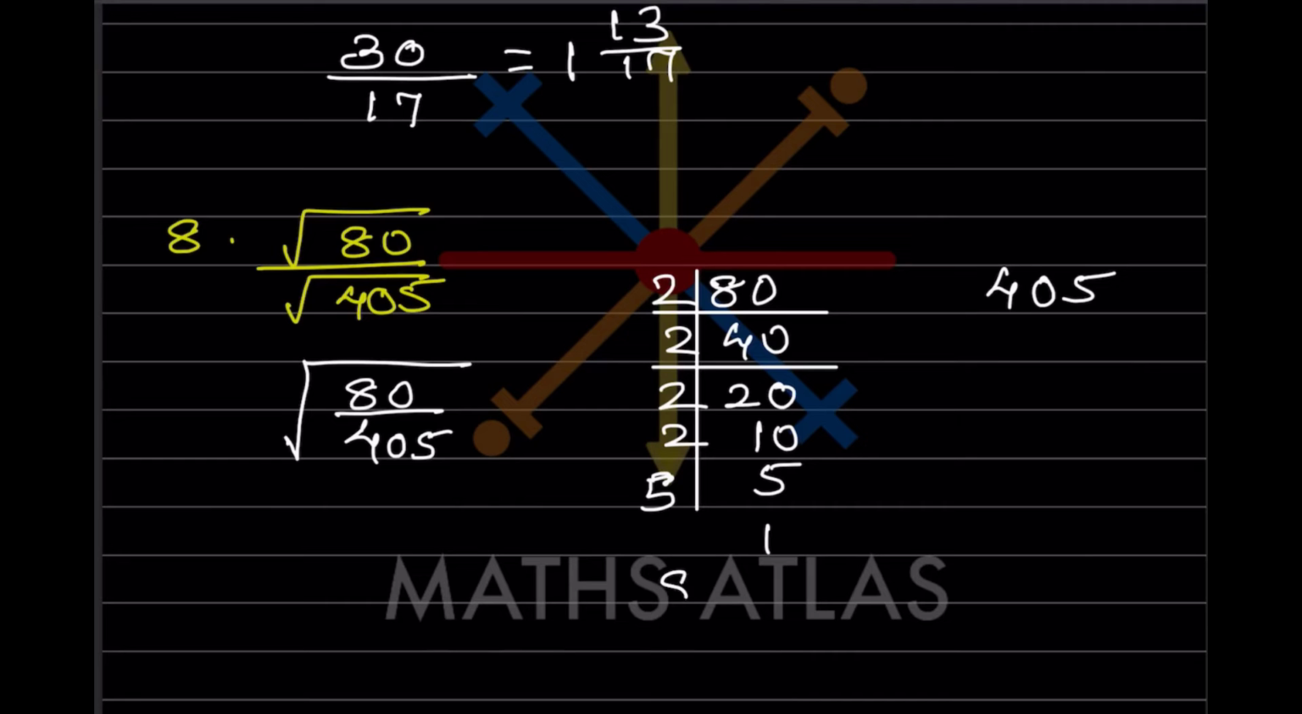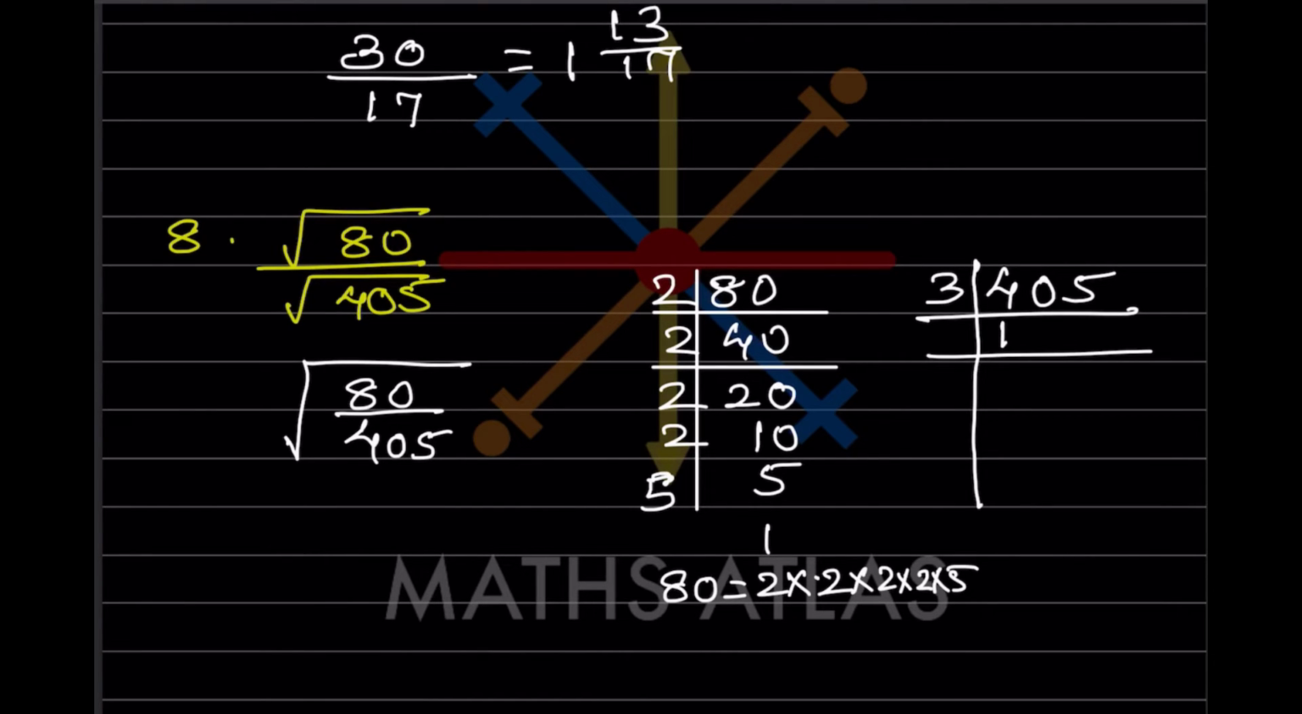So for 80, what do we get? 4 2s and this one. And now let us see for this one. So this will go with 3. 3 ones are, then 3 3s are 9, and 3 5s are 15. Again, this should go with 3. Again, this should go with 3. Now 3, and this will be 5.